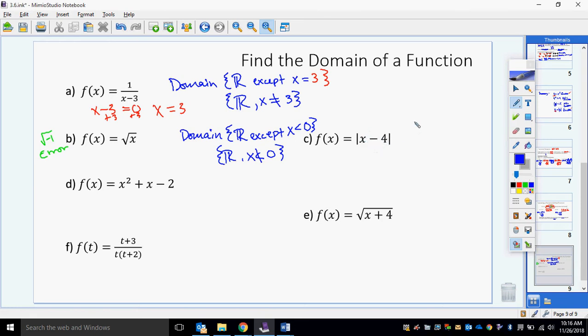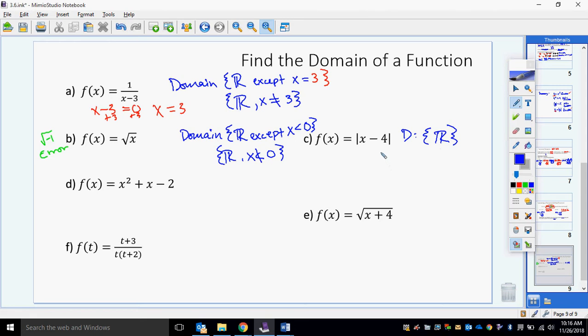Can I take the absolute value of 0? Yeah, I get 0. Can I take the absolute value of a positive number? Sure. Can I take the absolute value of a negative number? Yeah, it just turns positive. So anything will work here. Those are all fine. There is no exception here. So my domain is the set of all real numbers, anything for x.